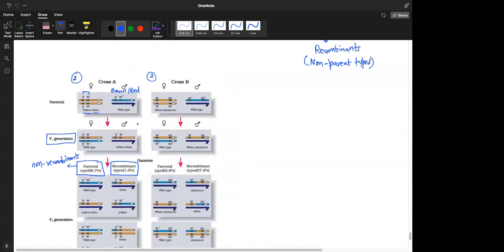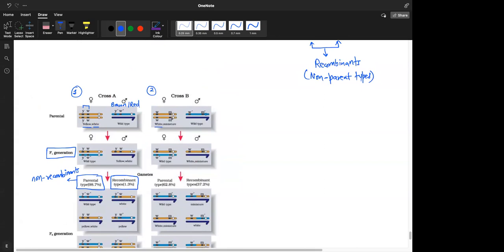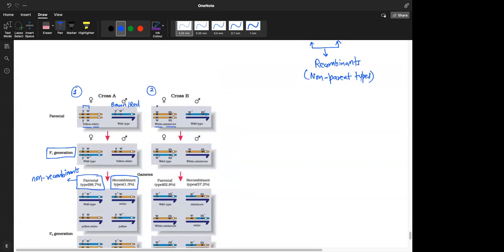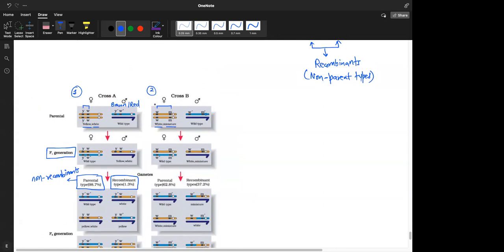Now let's come to the second cross here. They are taking now two different genes. One is W only, which is for white. The other one is M, which is for miniature wings, small wings. So you see that the distance between the color of the eye gene and the shape of the wings gene is more. It's more than what it was between the color for the body and color for the eye. Can you see it is more?